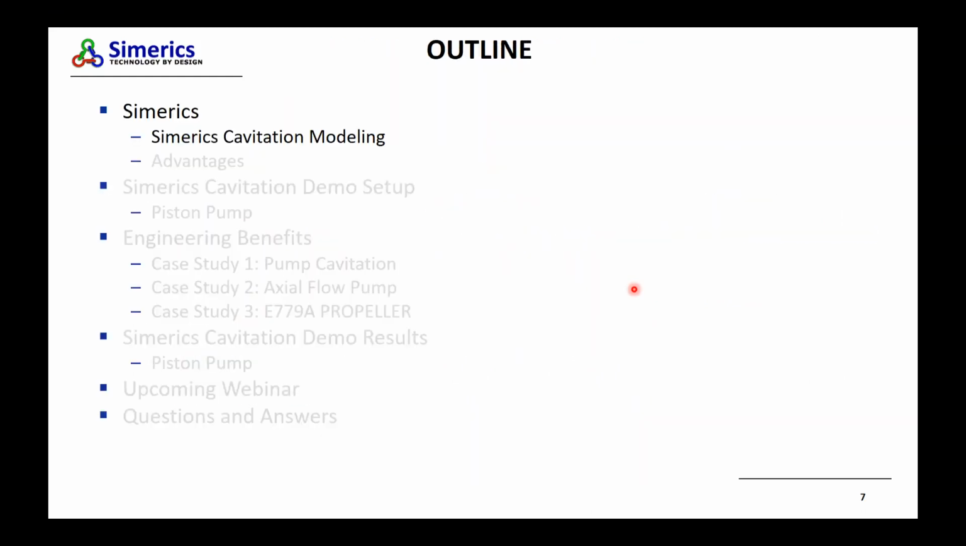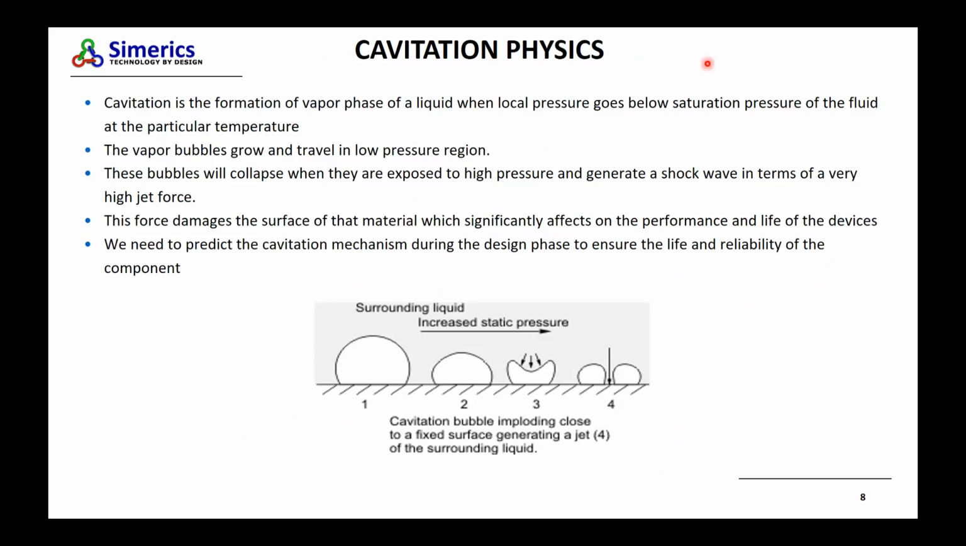So the next part of this is the Simerics cavitation modeling. Let's talk about the cavitation physics briefly. Cavitation is essentially the formation of vapor phase of a liquid when the local pressure goes below the saturation pressure. This is at a particular temperature. So what happens is the vapor bubble will start to grow, and it can travel in these low pressure regions. These bubbles, when the pressure gets higher, will start to collapse, and this can generate a shock wave in terms of the force, essentially. So this can damage the surface of the material. It can affect the performance of the device at hand.